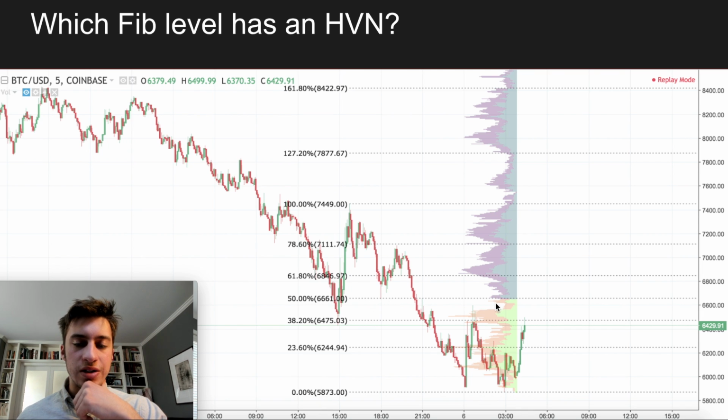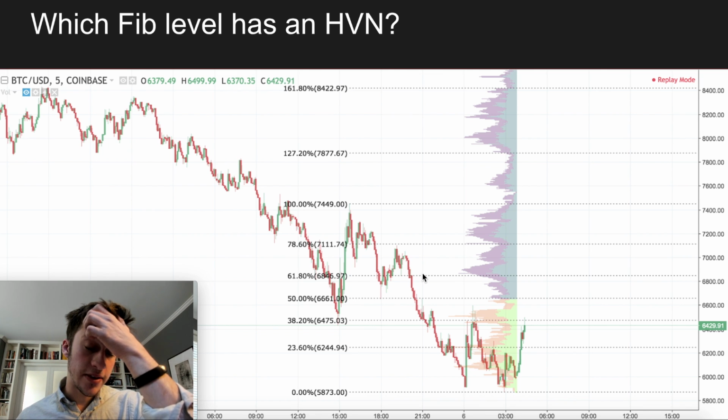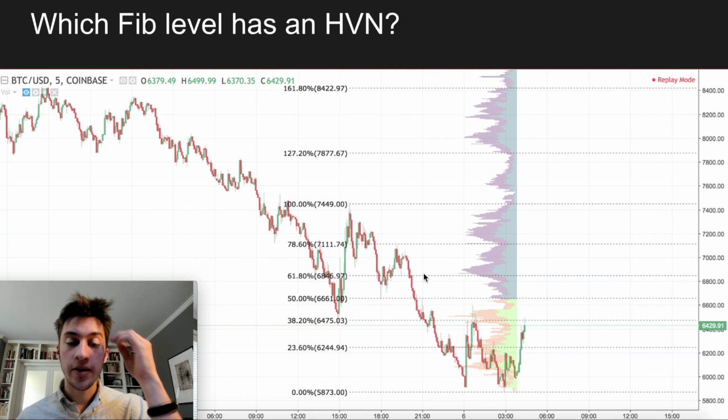Yes, the 50% does have the value area low, so this could cause some resistance. That's a completely fair answer, the 50%. But I think that a slightly better answer would be the 61.8 with all of that confluence there. And one more way you can use the volume profile is, and this is another way that I actually do use the volume profile.